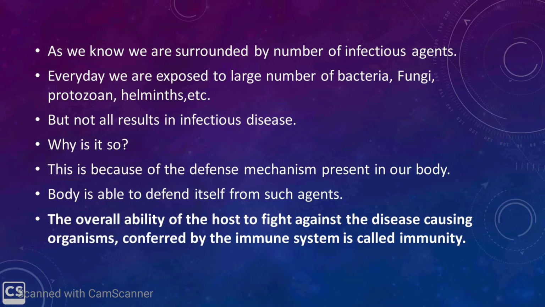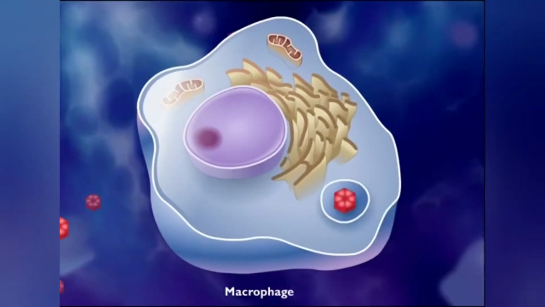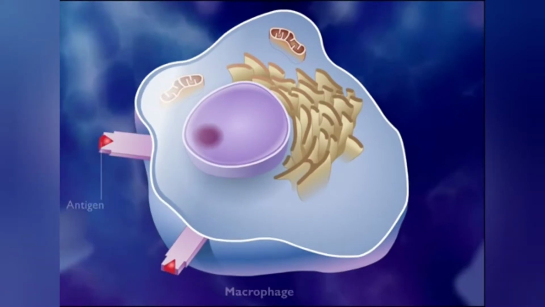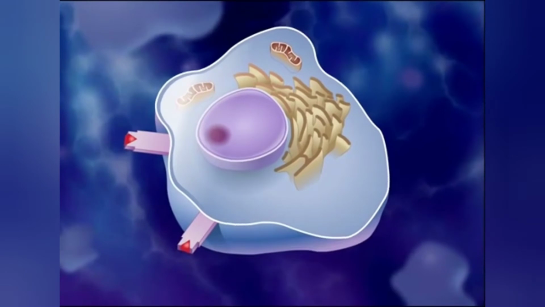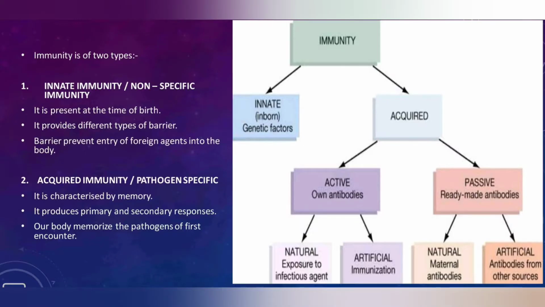This overall ability of the host to fight the disease causing organisms, conferred by the immune system, that is, the body consists of an immune system, and this is known as immunity. When a foreign particle enters the body, the macrophages engulf them, and after lysis they represent their parts as antigen. Now these cells which are representing the antigen are known as antigen presenting cells.